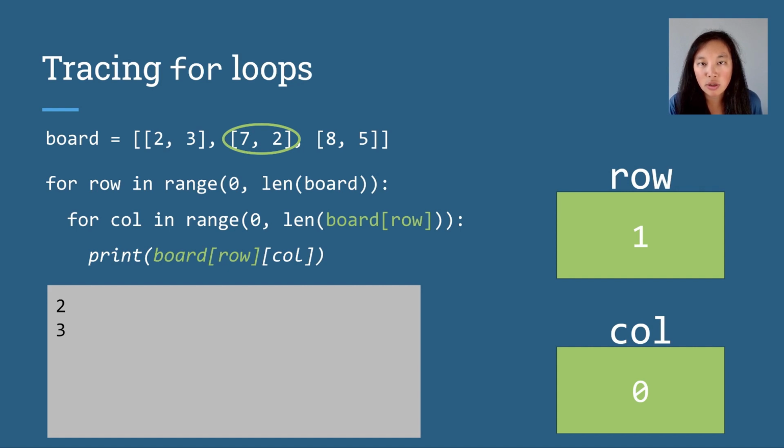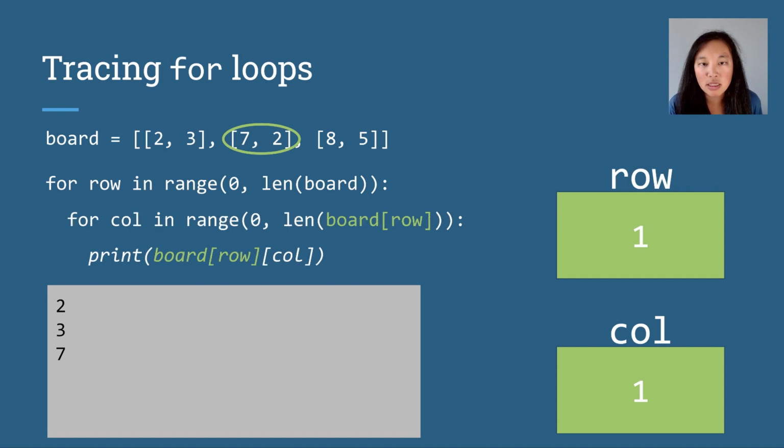So board of row is this list that we have circled, and the item at index 0, which is the value of call, is going to be 7. So 7 gets printed out. We then go back to this for loop, and we see that we have another item in our sequence, so call is now going to be 1.